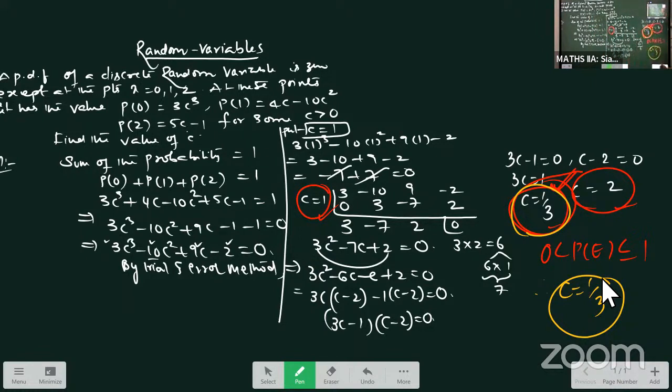Okay, but here don't think much about it. What I am saying is that you follow this: c is equal to 1 by 3, c is equal to 2, which is the smallest one? 1 by 3 is the smallest one. So confirm that c is equal to 1 by 3. Okay, just to go through once, let us go for that in the remaining questions.